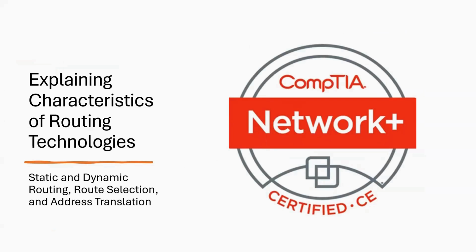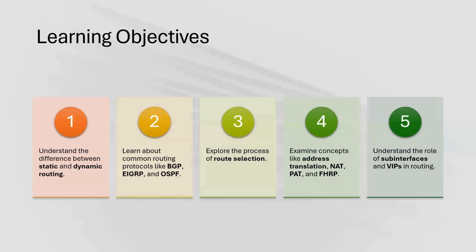If you ever wondered how data gets from one point to another in a network, or how routers decide the best path to take, this is the video for you. We're going to cover everything from static and dynamic routing to important routing protocols like BGP, EIGRP, and OSPF. Plus, we'll look at how NAT and PAT help with address translation and how protocols like FHRP provide network redundancy. Let's get into it.